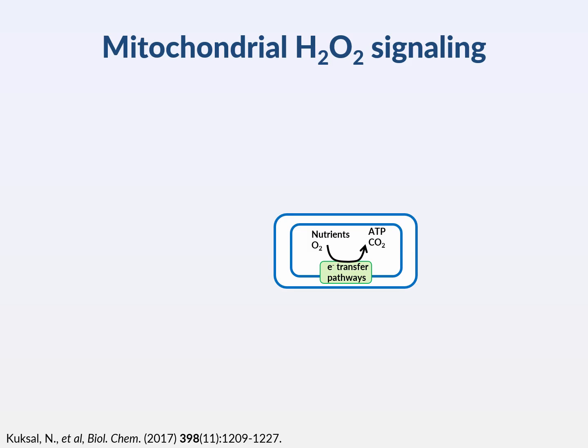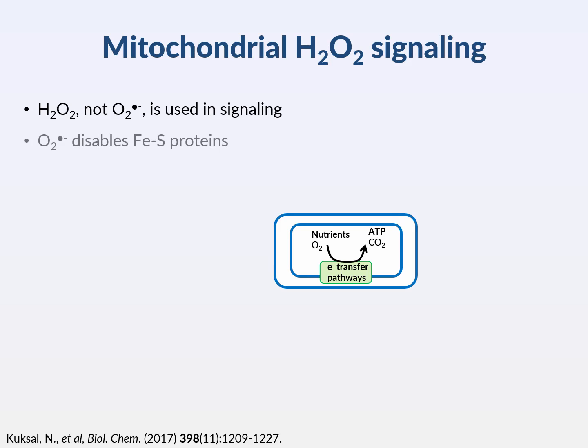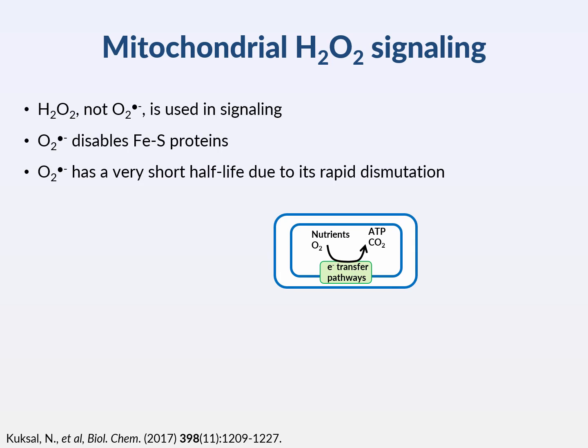We're going to talk a little bit now about mitochondrial hydrogen peroxide signaling. Now, as I mentioned, superoxide and hydrogen peroxide are the proximal ROS formed by mitochondria. However, it is hydrogen peroxide and not superoxide that is used in signaling. The reason for this is that superoxide disables iron sulfur containing proteins, which are vital for mitochondrial function. This can have disastrous consequences, as discussed in the previous slide. Superoxide also has a very short half-life due to its rapid dismutation by superoxide dismutase.